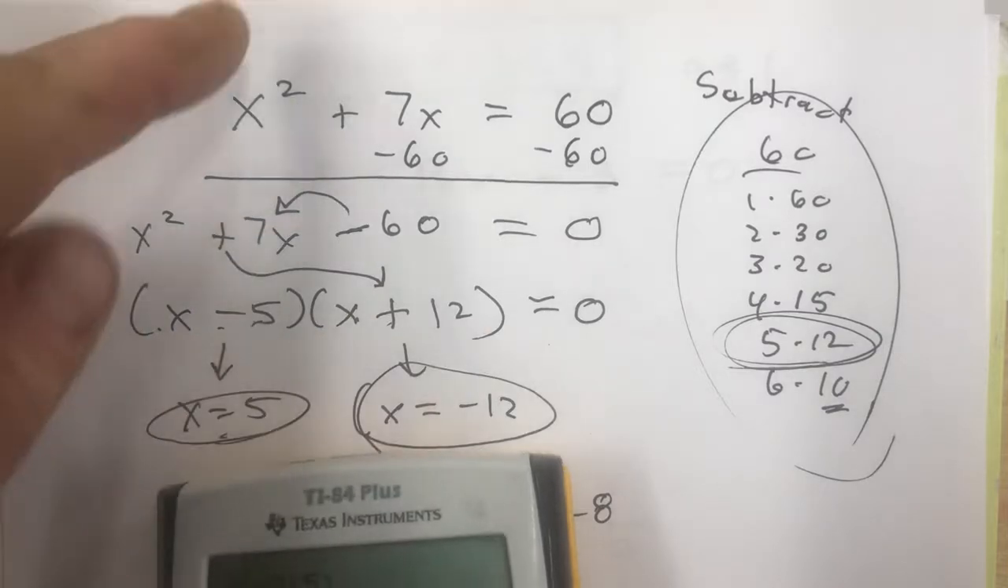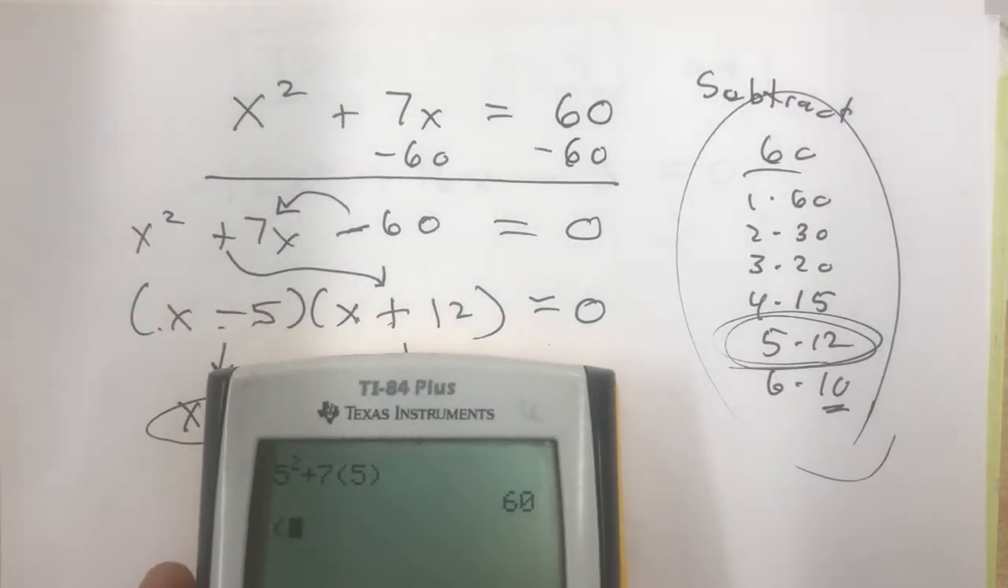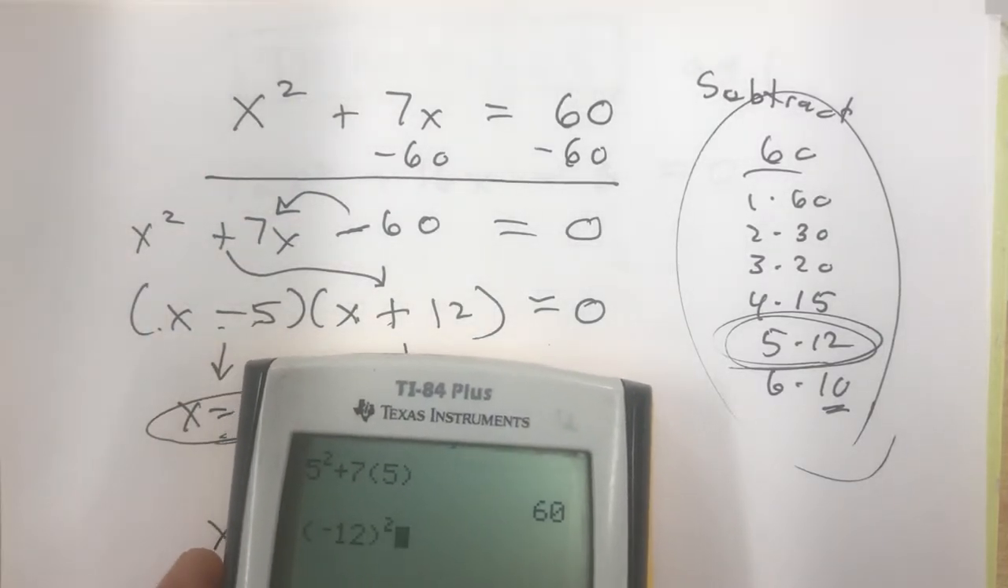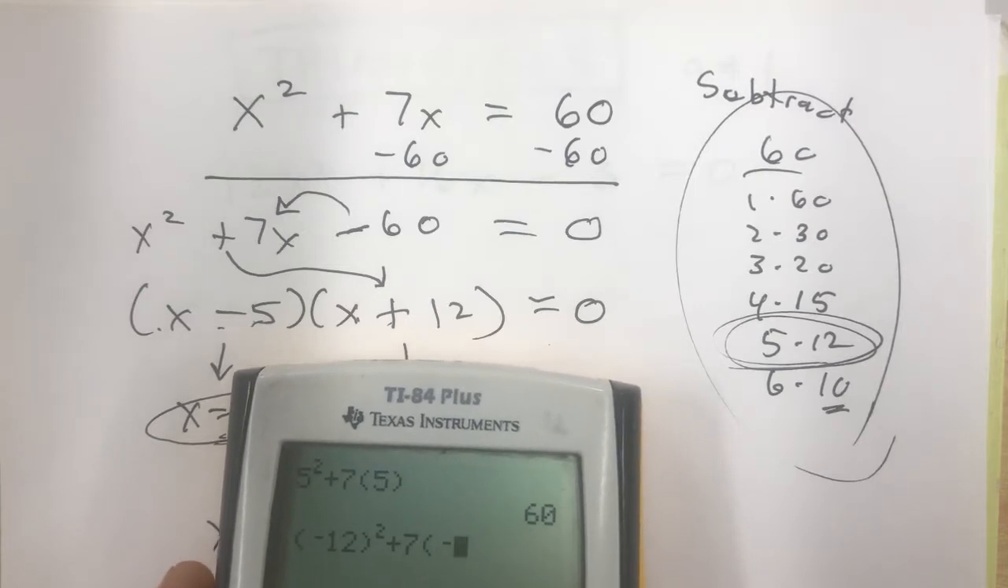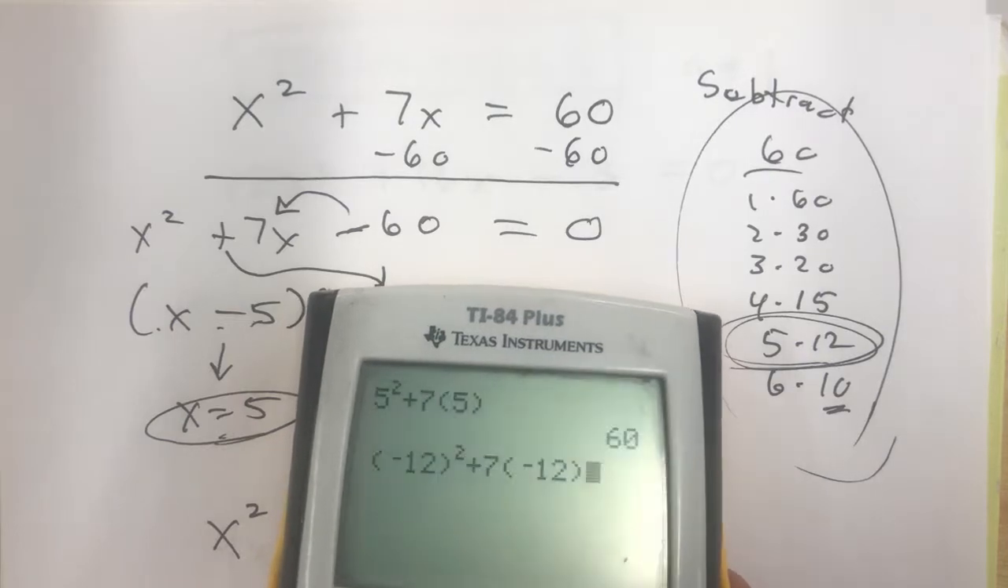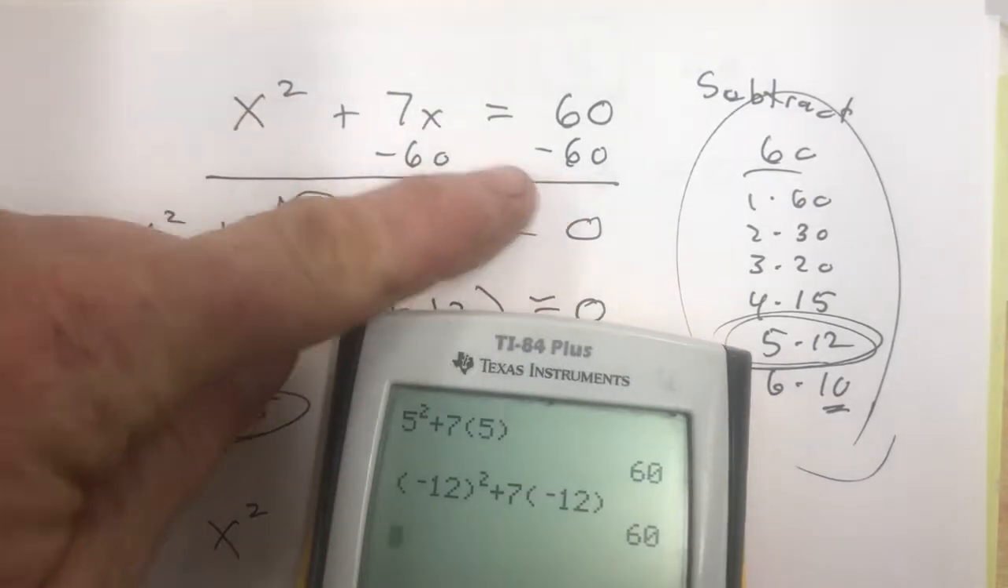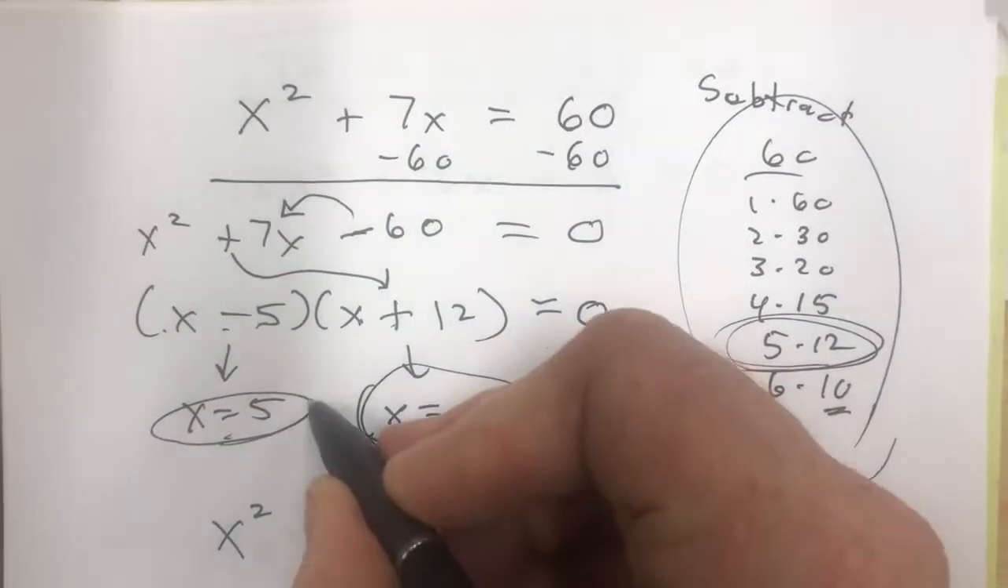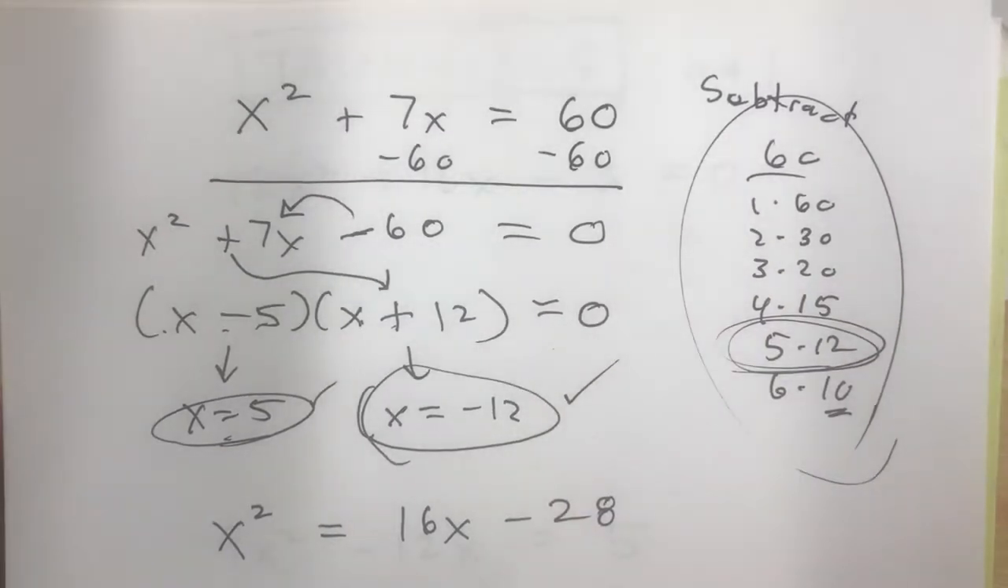Now if I put negative 12 in, it should work. So now I've got to put that in parentheses. Negative 12 squared plus 7 times negative 12 equals 60. It equals 60. So both of them work. They're both good. All right.